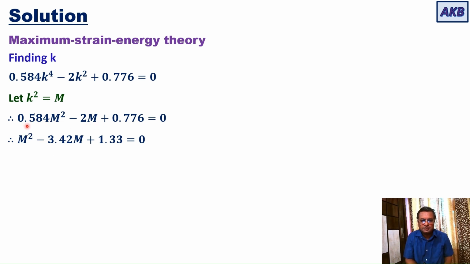And in the next step, I'll divide throughout this equation by 0.584. So 0.584 divided by 0.584 is 1. Then 2 divided by 0.584 is 3.42. And 0.776 divided by 0.584 is 1.33. In this case, I am dividing the equation by 0.584. What is the purpose? The purpose is to make the coefficient of m square 1.